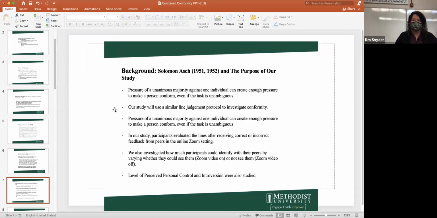In our study, participants evaluated the lines after receiving correct or incorrect feedback from peers in the online Zoom setting. We also investigated how much participants would identify with their peers by varying whether they could see them, that is, Zoom video on or Zoom video off. The level of perceived personal control and introversion were also studied.